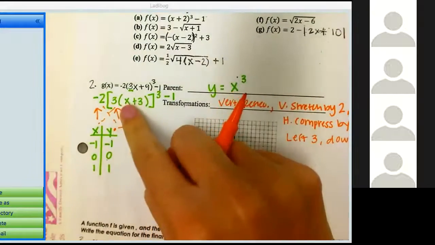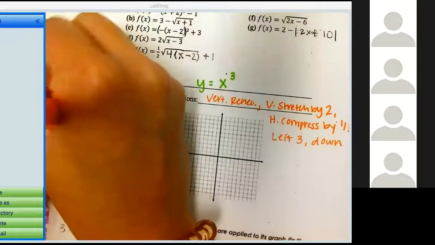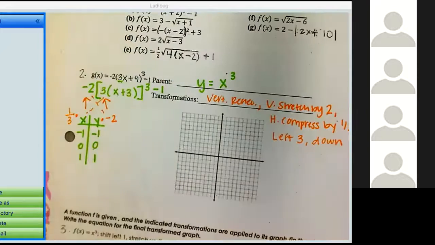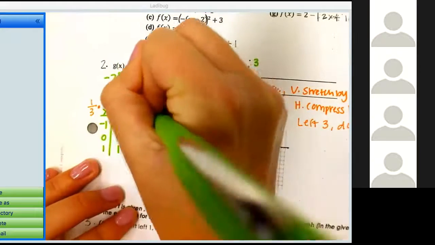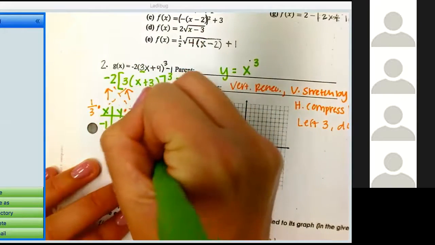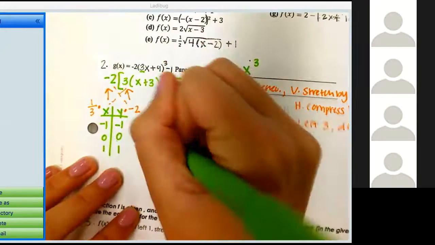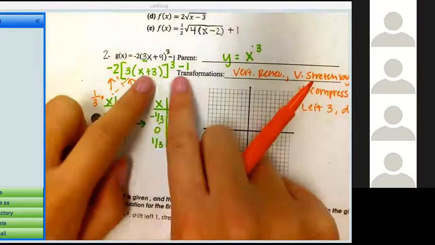Okay, the 3 on the inside was a horizontal compression by 1/3. So that means you are multiplying the x's by 1/3. Do we feel okay with that? Okay, so now my new table for the first two transformations is -1/3, 0, 1/3, and 2, 0, -2. Everybody's good? Beautiful.